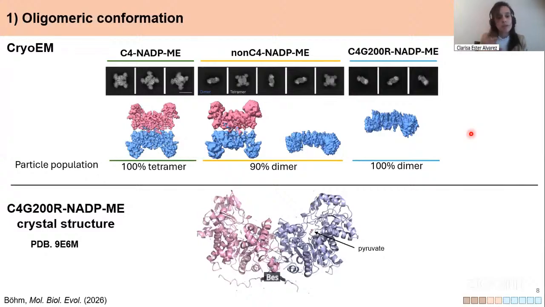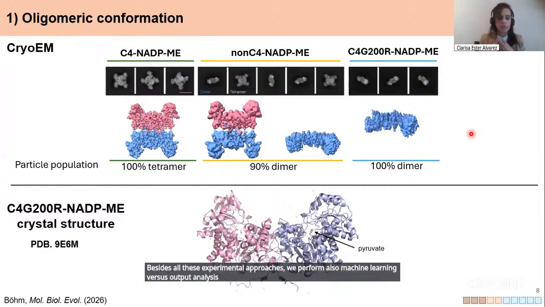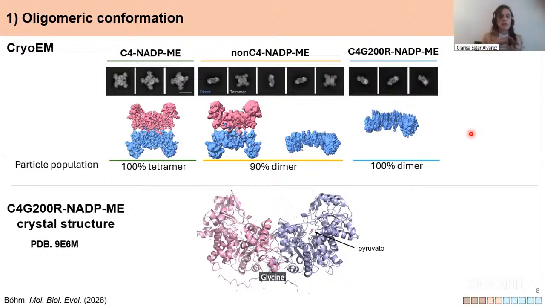Besides all these experimental approaches, we also performed machine learning based analysis together with evaluation of hydrogen bonds, salt bridges, and hydrophobic contacts, consistently finding that glycine 200, threonine 163, and aspartate 164 were key interface regions controlling tetrameric stability. So where are they in the structure?